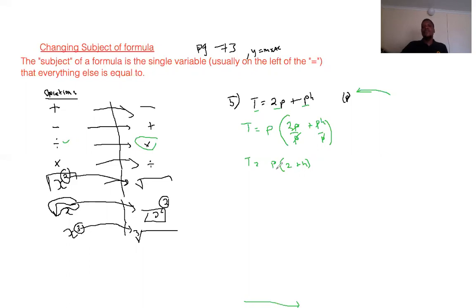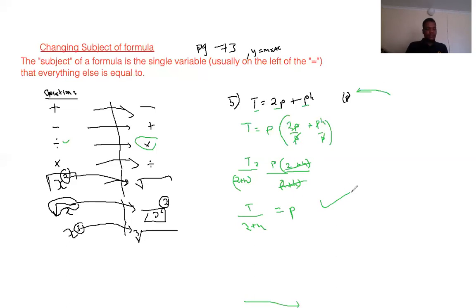Now, once we have one term, we want p to remain on its own, so we have to remove this bracket. What is this bracket doing? It's multiplying p. So what do we do? We divide that bracket on both sides. Once we do that, this is going to cancel. Then we remain with p is equal to t over 2 plus h. That is how you do this question.